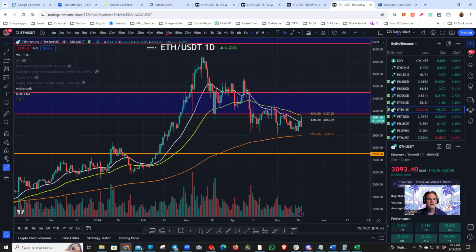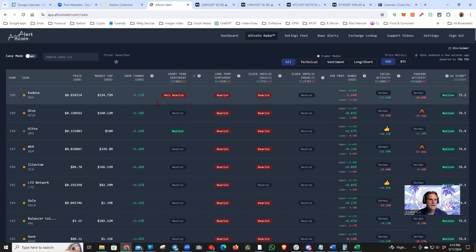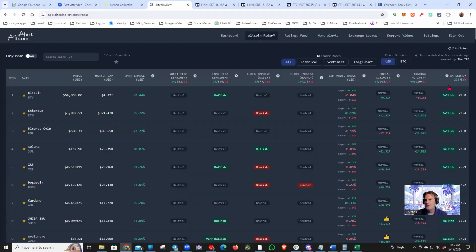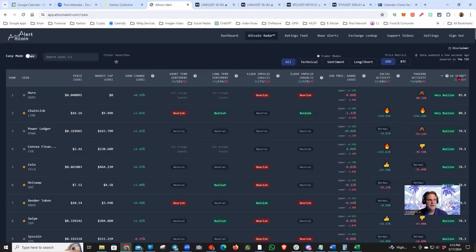Okay, let's go to Altcoin Alert. I am on the altcoin radar. Easy mode is off. And I'm going to reload to get the most current data. First sort is usually the AA score. And I got Chainlink here with a value over 80. I'm looking for values 80 or higher, or at least in the high 70s. And this tells us that Link has an 80% chance to go up 3% or more in the next 48 to 72 hours, a little longer on the weekends.